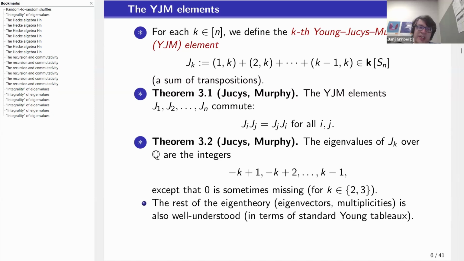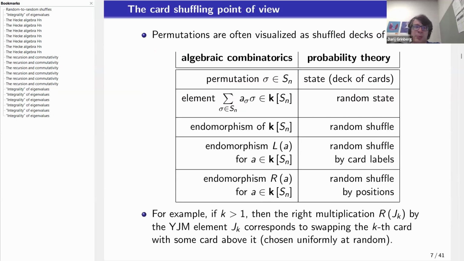And even eigenvectors can be described explicitly. This is the famous semi-normal basis of the symmetric group algebra. It has to do with the irreducible representations, the standard Young tableaux, and so on. Now, before I move on, I want to mention that elements of the symmetric group algebra have a meaning.